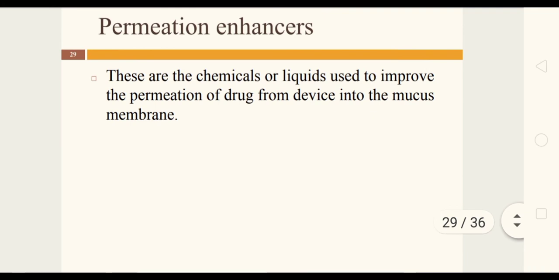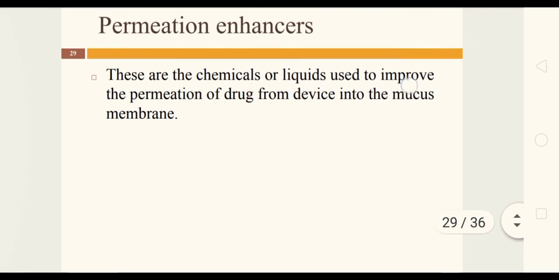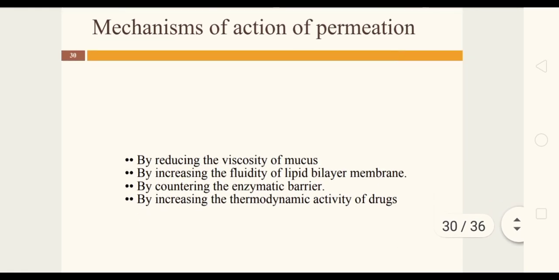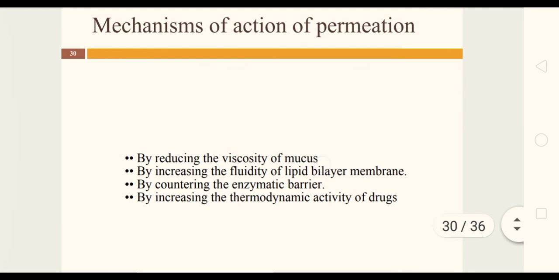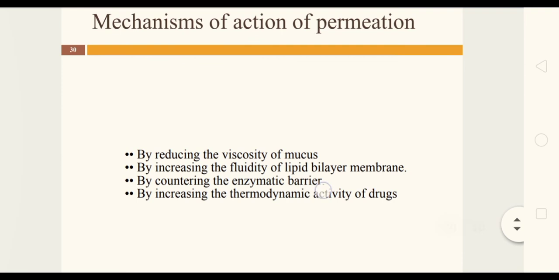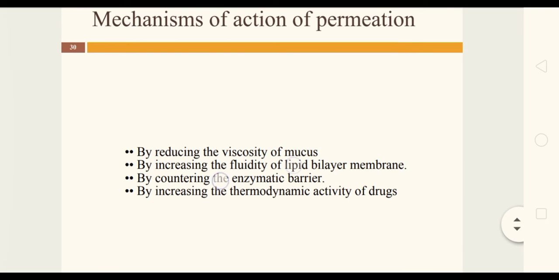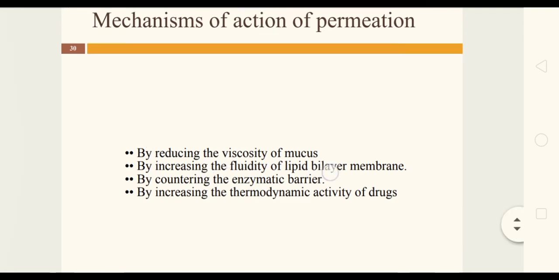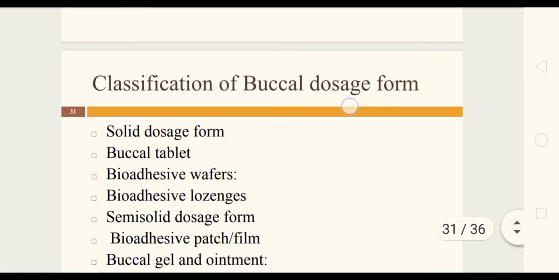Next are the permeation enhancers. These are chemicals or liquids used to improve the permeation of the drug from the device through the mucous membrane. The easier the permeation of the drug through the mucus, the more the activity is seen. The basic mechanism behind the permeation is that they reduce the viscosity of mucus by increasing the fluidity of the lipid bilayer membrane, by countering the enzymatic barrier, and by increasing the thermodynamic activity of the drug. So these permeation enhancers are most important while preparing this delivery system, because we need the drug to reach the mucous membrane.